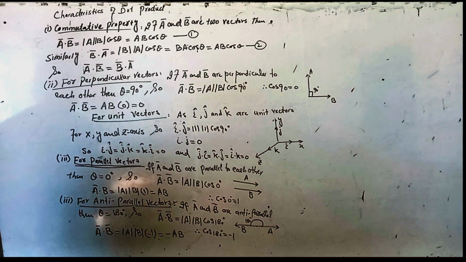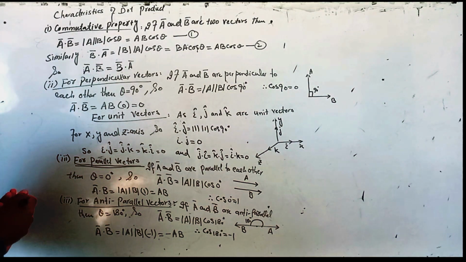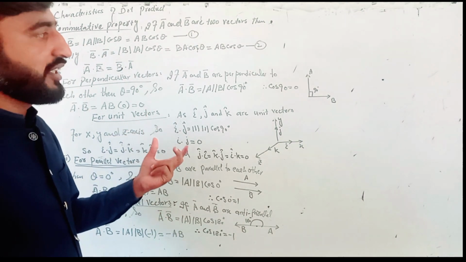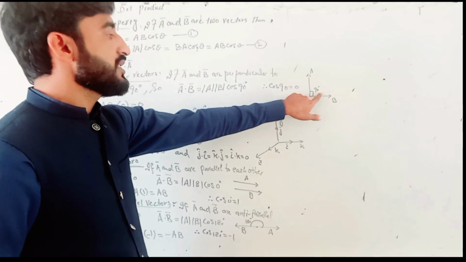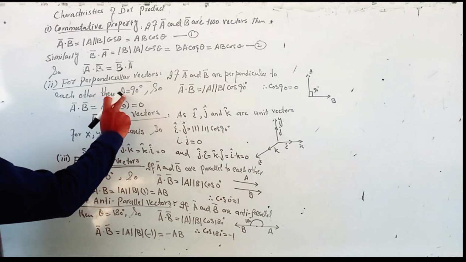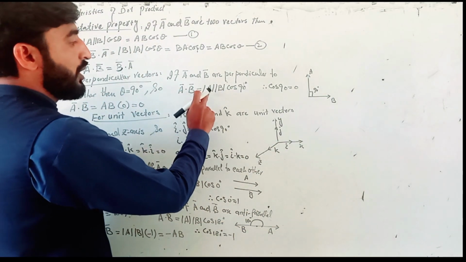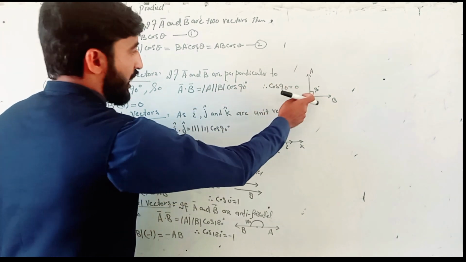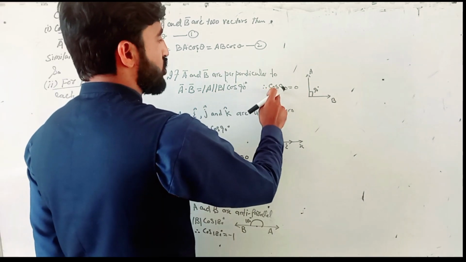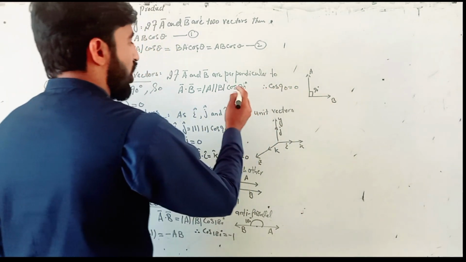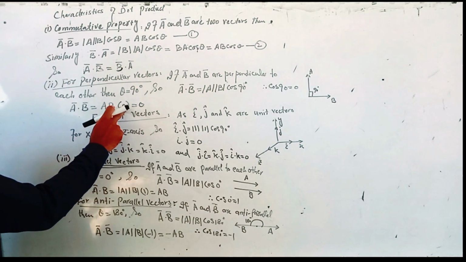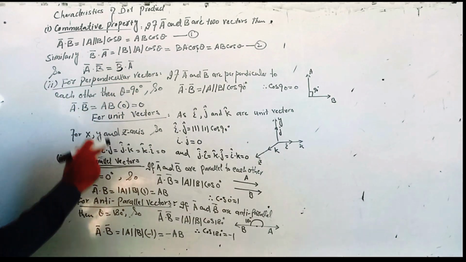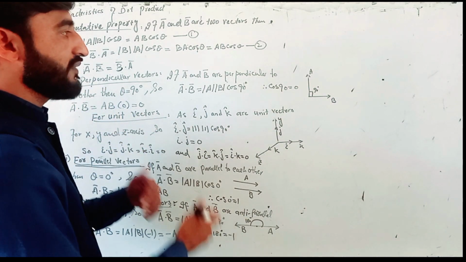Now we move on to the next property, which is for perpendicular vectors. It means if the two vectors are perpendicular to each other, the angle between them is 90 degrees. A and B, the angle between them is 90 degrees. So we write it here, theta is 90 degrees. A dot B is equal to magnitude of A into magnitude of B into cos of the angle. And here the angle is 90 degrees, and we know that cos 90 is equal to 0. We put the value of cos 90 here, and when we multiply 0 with any number, it becomes 0. So the dot product of two perpendicular vectors always gives a 0 answer.